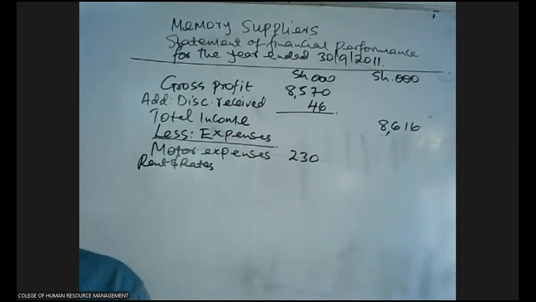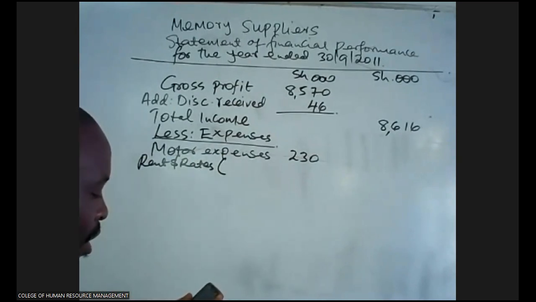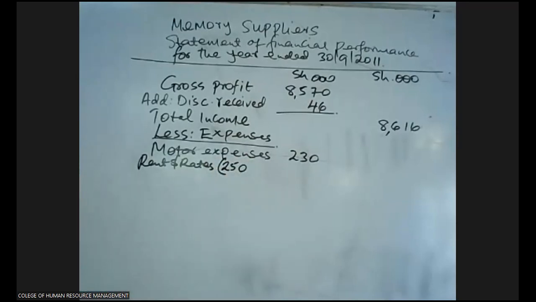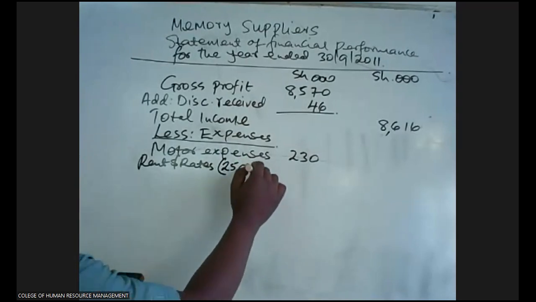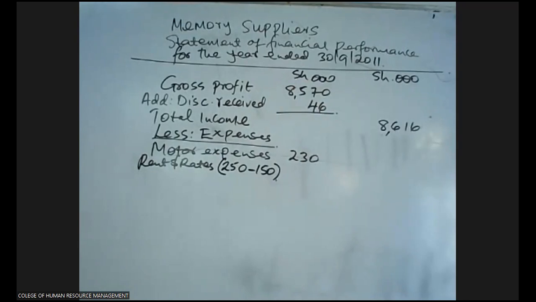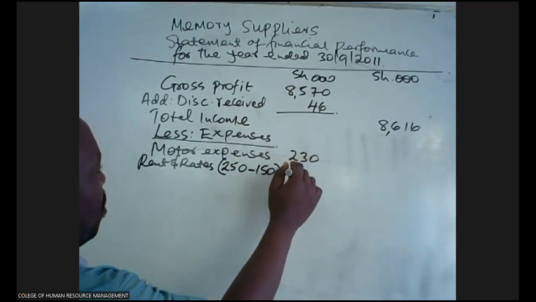As at 30th September 2011, rent and rates was prepaid by 150,000. So the rent and rates figure in the trial balance is 250. And then we are told there is a prepayment. So we paid in excess of how much? The prepayment is 150,000, but here you are going to use 150 because the 3 zeros are already taken care of. Under the additional information, they are using the full amount, but in the balances they have removed the 3 zeros. So we also remove 3 zeros so that the figures can be compatible. 250 minus 150 is going to be 100.